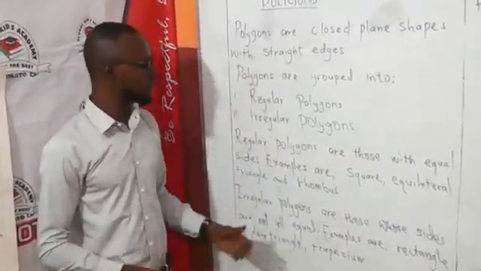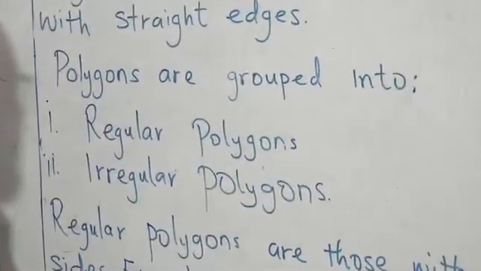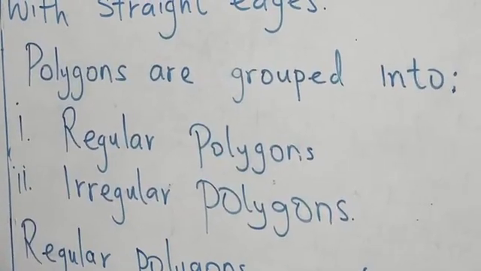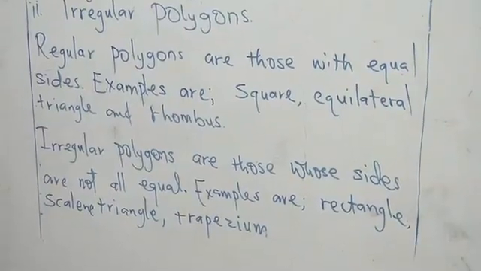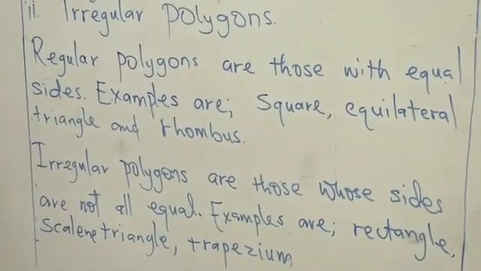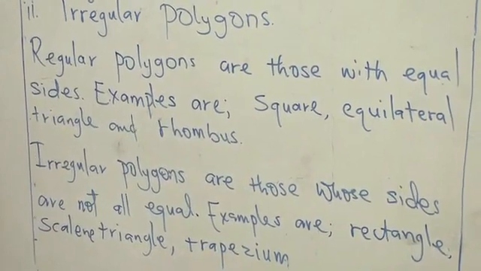Now let's look at the types of our polygon. Polygons can be grouped into 2: the regular and the irregular type. Regular polygon refers to those polygons with straight edges that are all equal, while the irregular polygons are those whose edges are not equal.